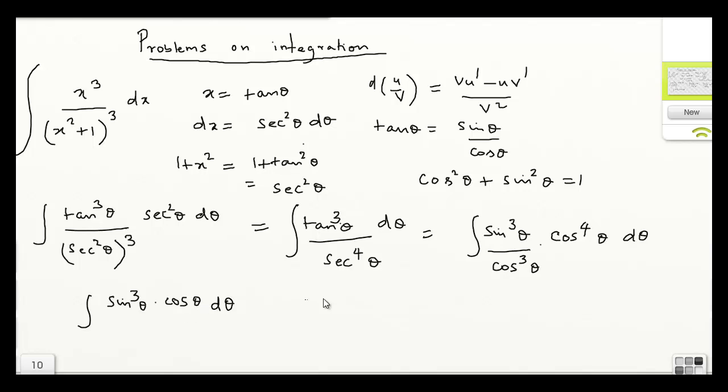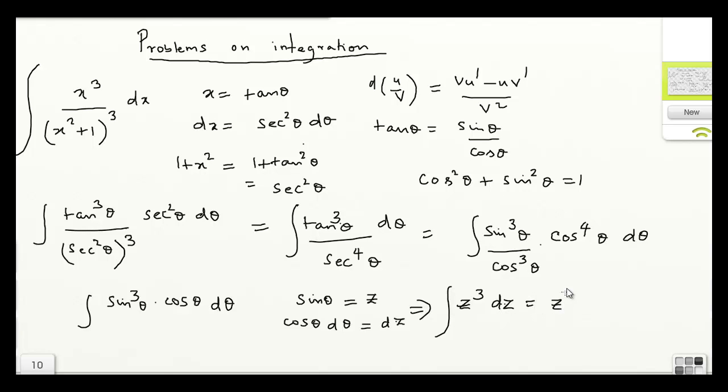I can now substitute for sine theta as, let's say, another variable called z. Then I can say that cos theta d theta should be equal to dz. This is to make our life simpler by doing the integration by substitution for the substitution. So what we get now is integration of z cubed dz. We have reduced a trigonometric integration problem back to the algebraic problem. So we started with algebraic, we converted to trigonometric, we are back to algebraic.